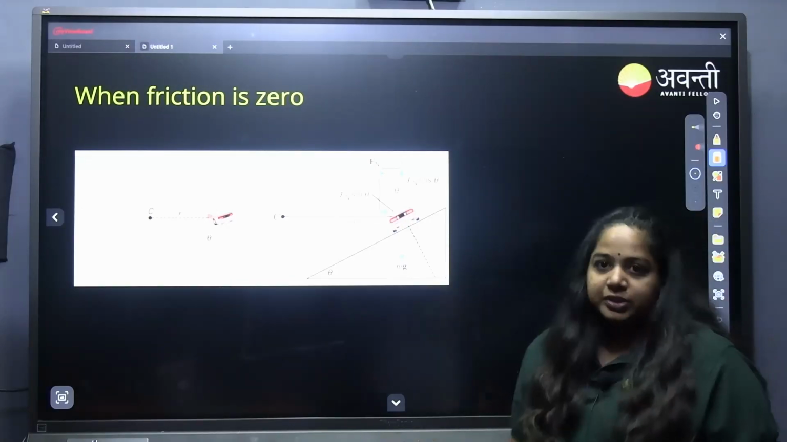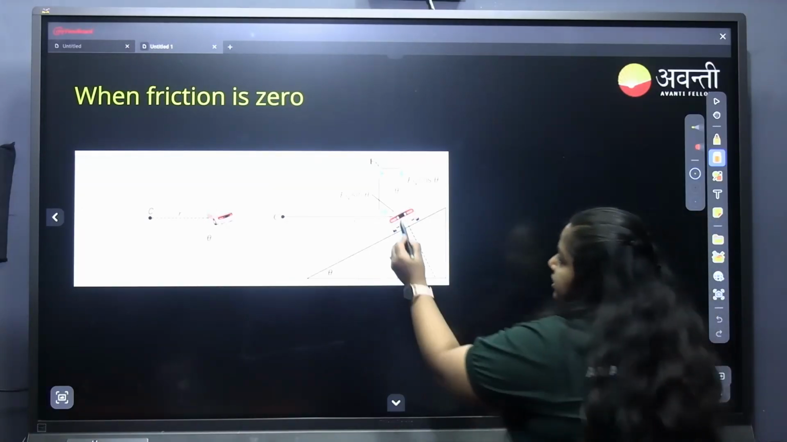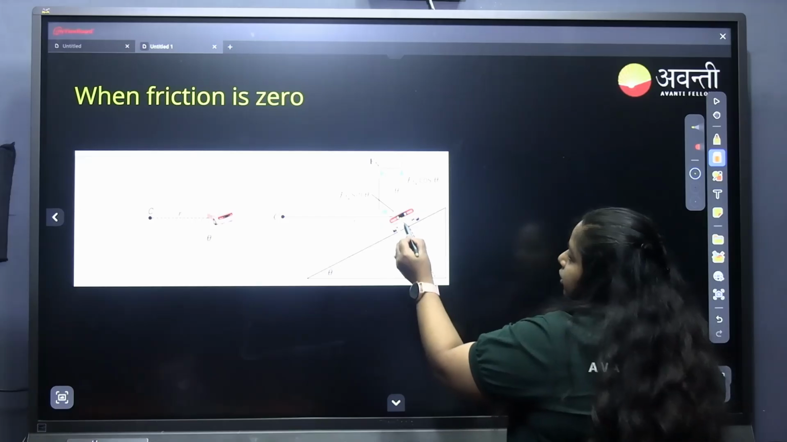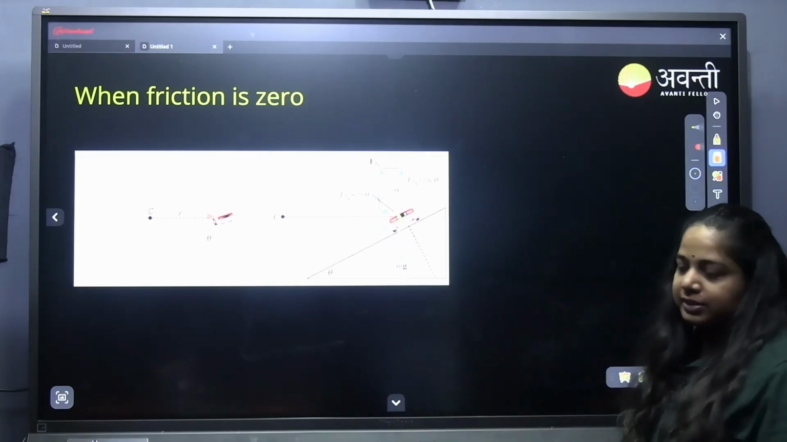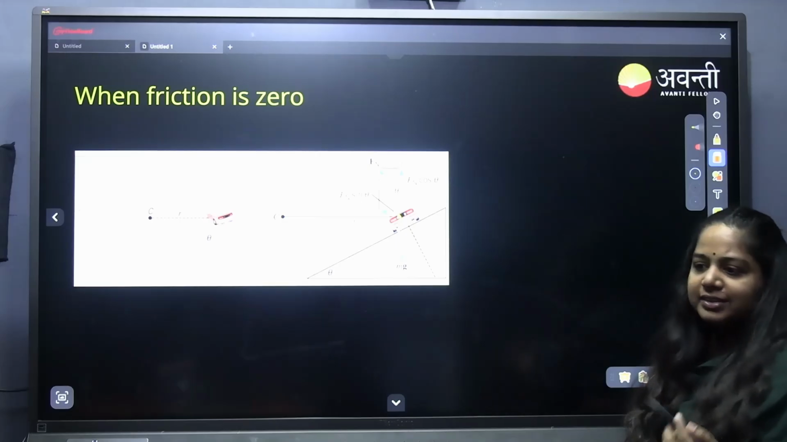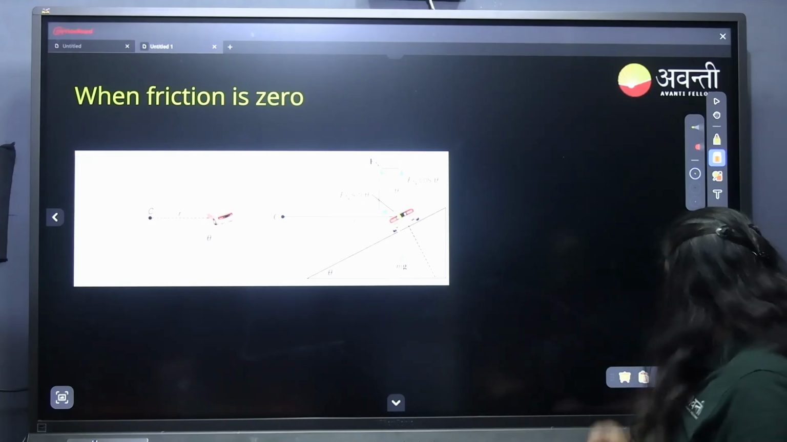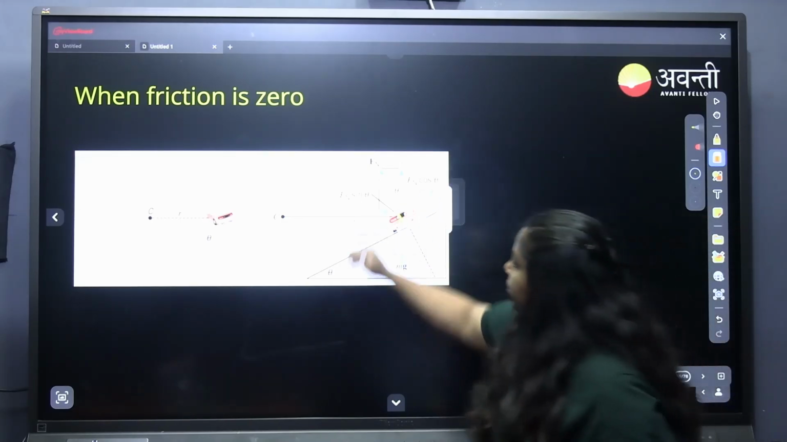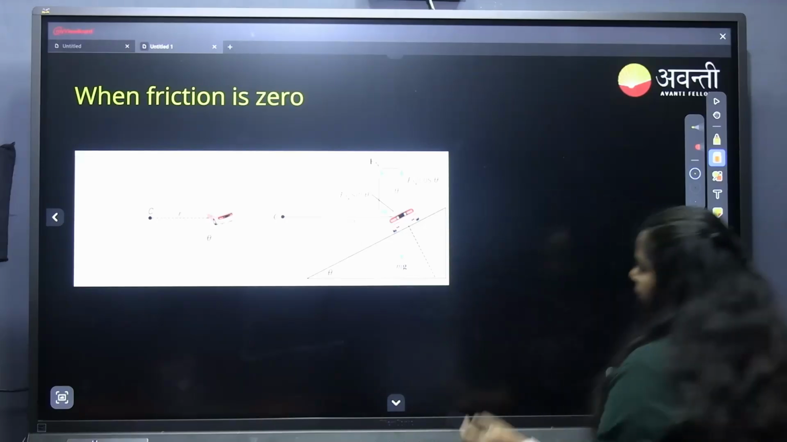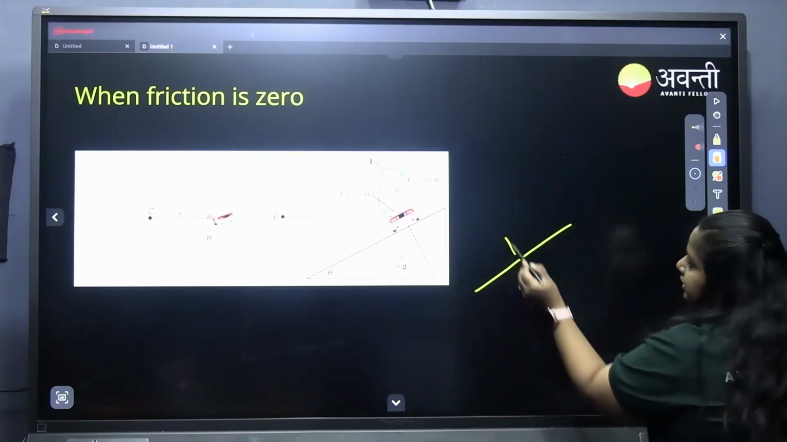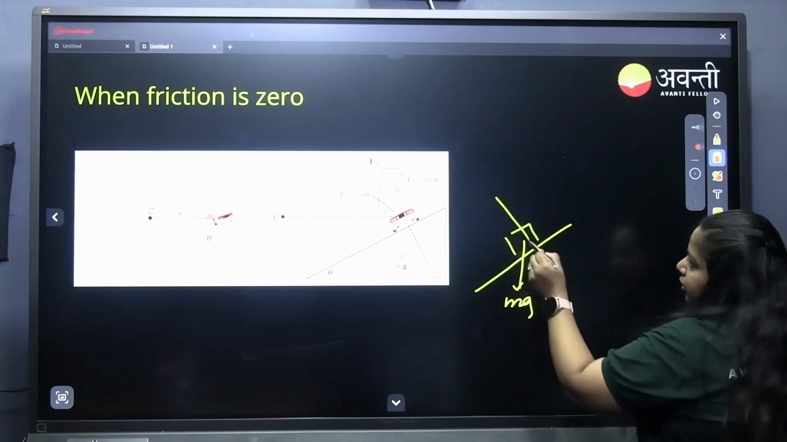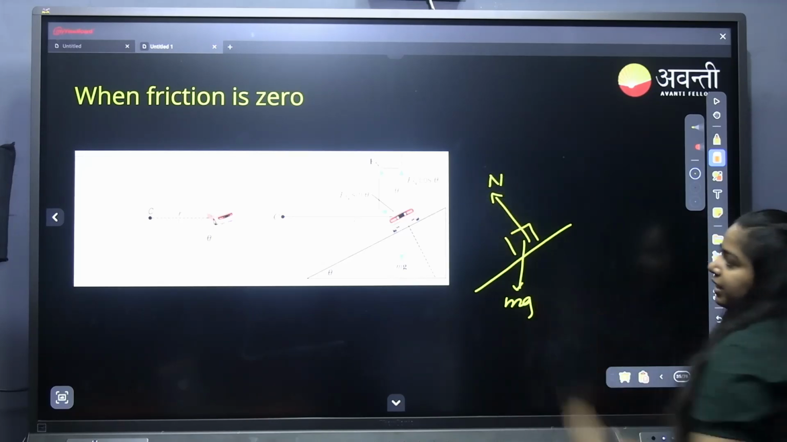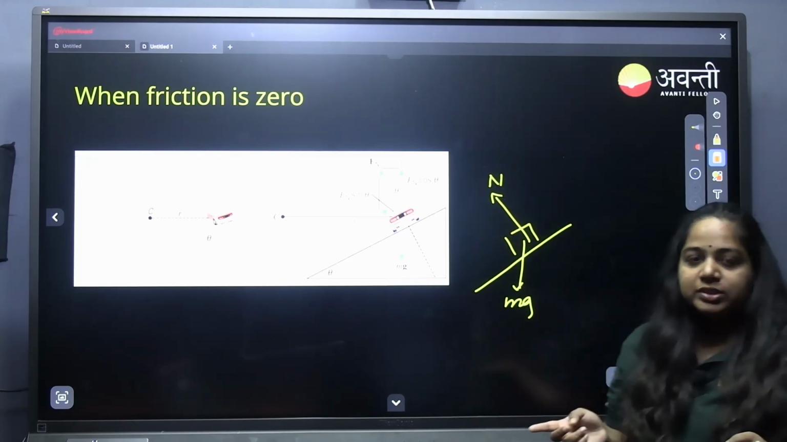First case, when friction is 0. So mg is acting downwards, and normal force is acting perpendicular to the surface. Is the screen visible for you guys? No, ma'am. Okay, so this is the car. mg is acting in this direction, normal force will act in this direction. Only these two forces are there.